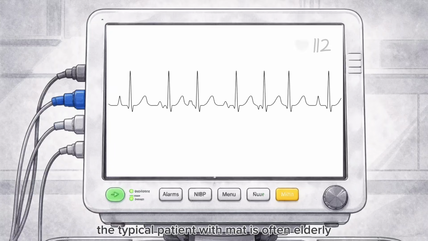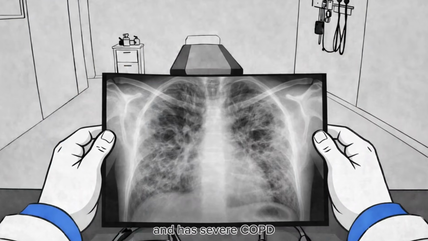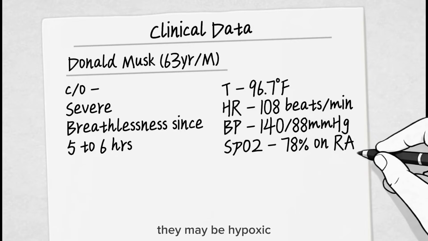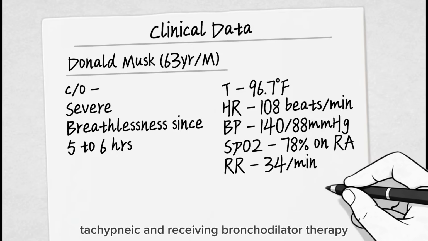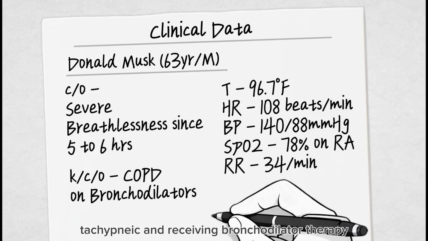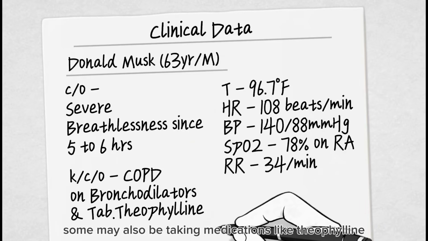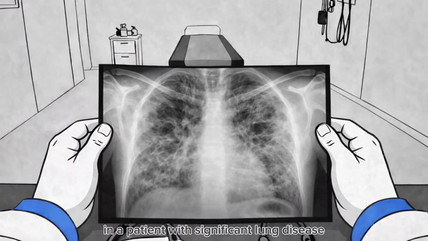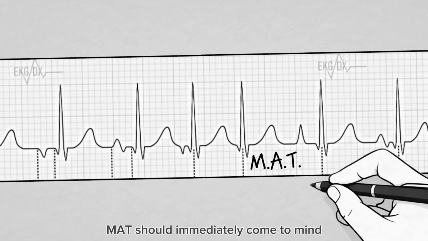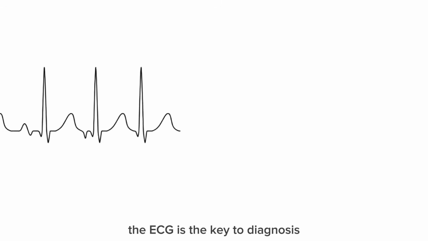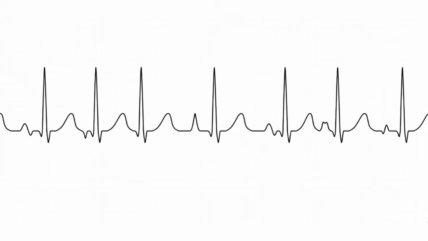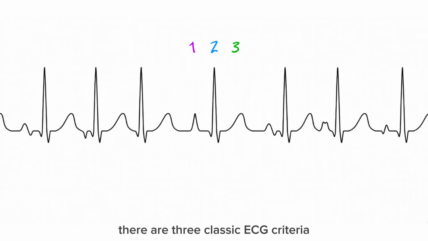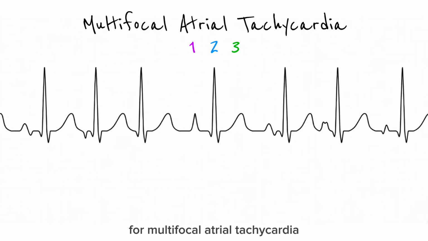The typical patient with MAT is often elderly and has severe COPD. They may be hypoxic, tachypneic, and receiving bronchodilator therapy. Some may also be taking medications like theophylline. When you see an irregular tachycardia in a patient with significant lung disease, MAT should immediately come to mind. The ECG is the key to diagnosis. There are 3 classic ECG criteria for multifocal atrial tachycardia. If you remember these 3 findings, you will almost never miss this rhythm.